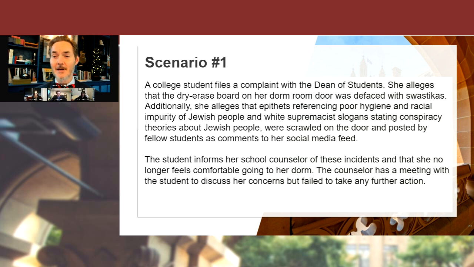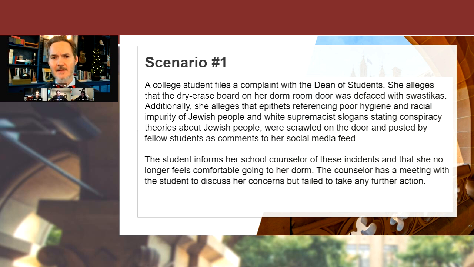All right. So a college student files a complaint with the dean of students. She alleges that the dry erase board on her dorm room door was defaced with swastikas. Additionally, she alleges that epithets referencing poor hygiene and racial impurity of Jewish people, and white supremacist slogans stating conspiracy theories about Jewish people, were scrawled on the door and posted by fellow students as comments to her social media feed. The student informs her school counselor of these incidents and that she no longer feels comfortable going to her dorm. The counselor has a meeting with the student to discuss her concerns, but fails to take any further action.